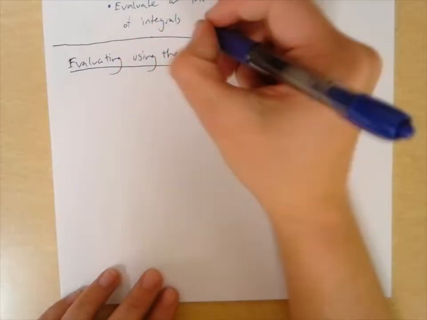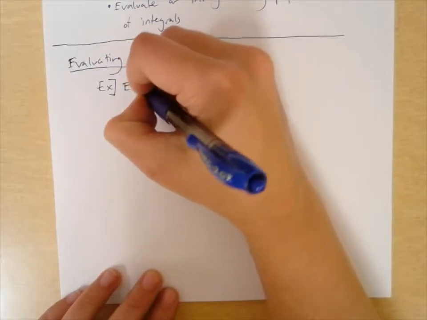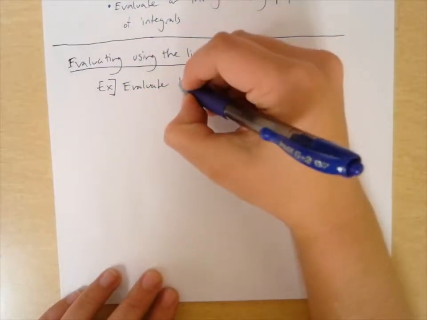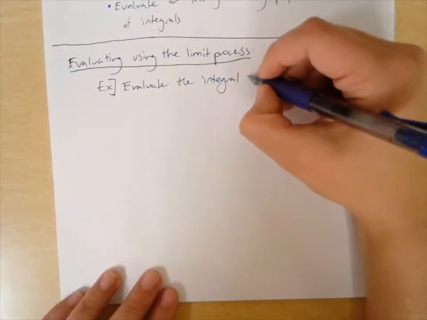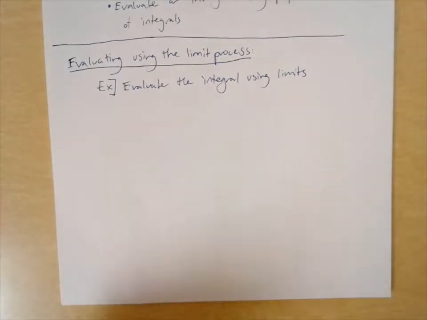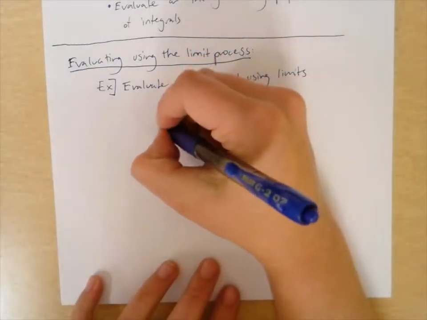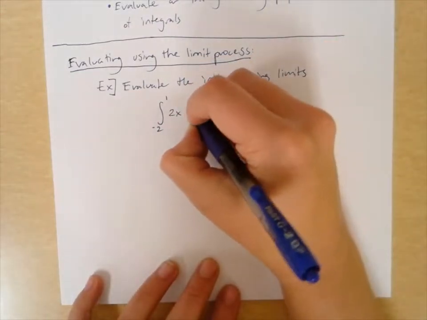So let's say we are asked to evaluate the integral using the limit process, and our integral is -2 to 1 of 2x dx.